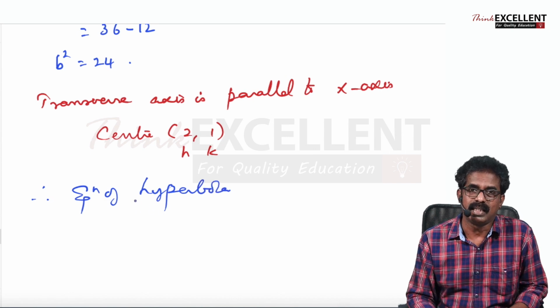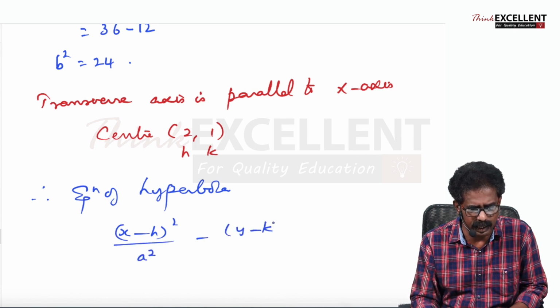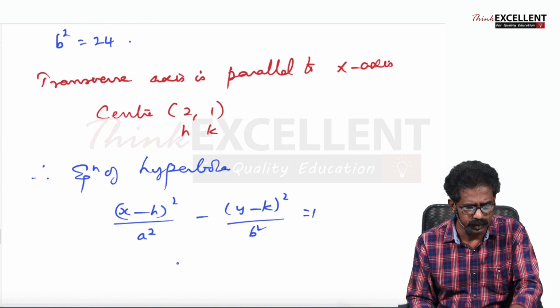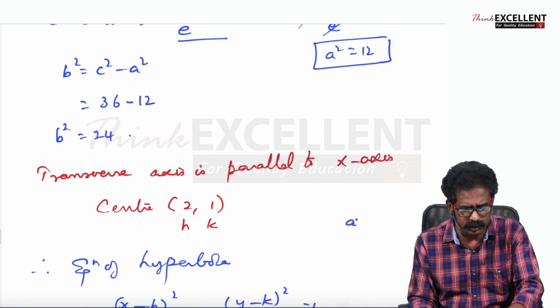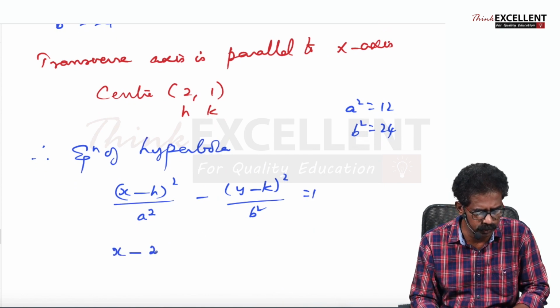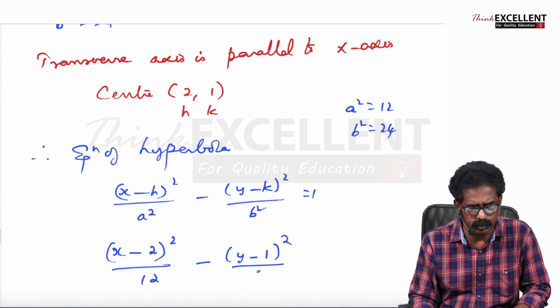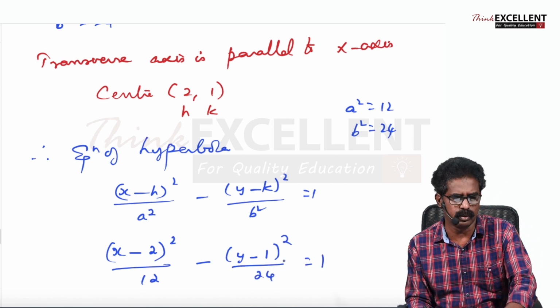First type, so starting with x, right? So (x minus h) the whole square by a square minus (y minus k) the whole square by b square is equal to 1. Just substitute the values. A square value is 12, b square value is 24. So everything you know, just substitute. (x minus 2) the whole square by 12 minus (y minus 1) the whole square by 24 is equal to 1. Okay, so hope you understood.